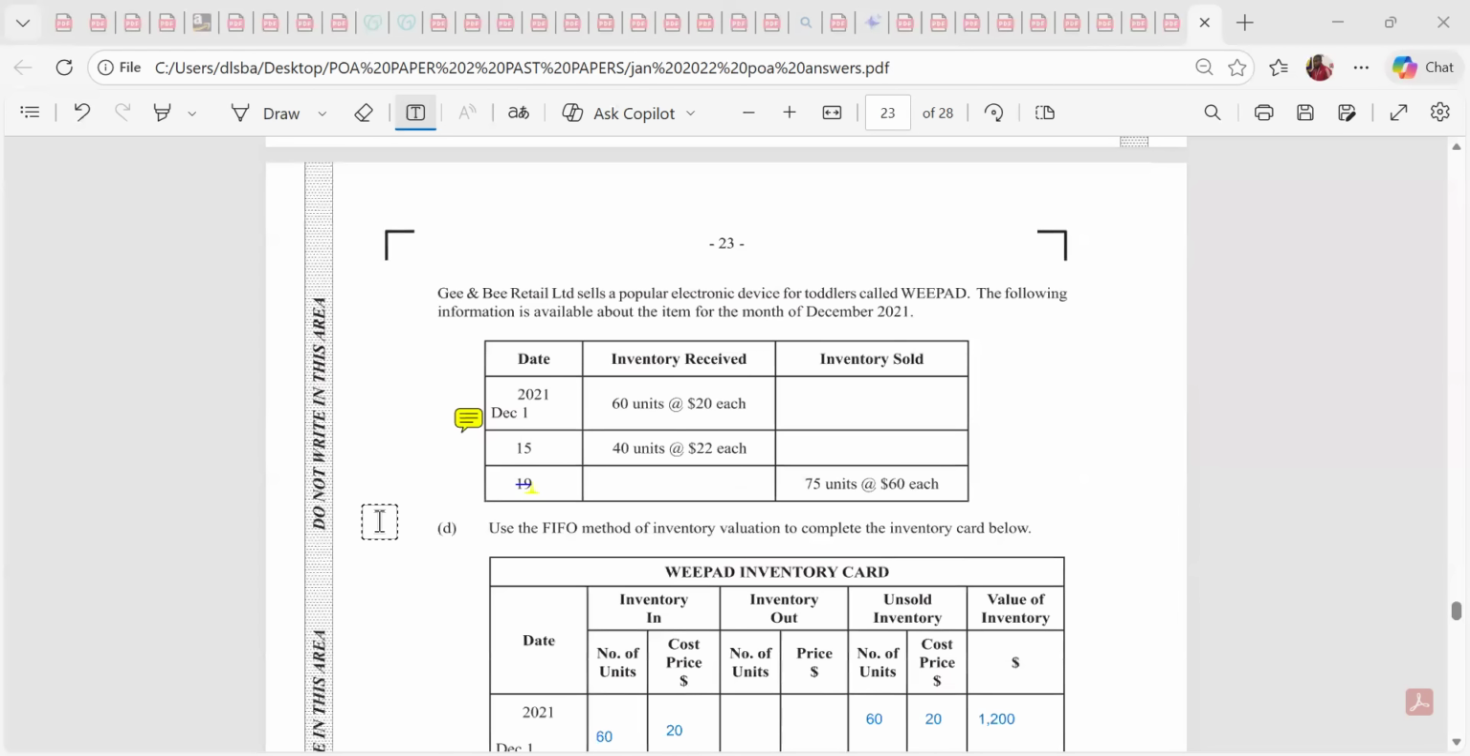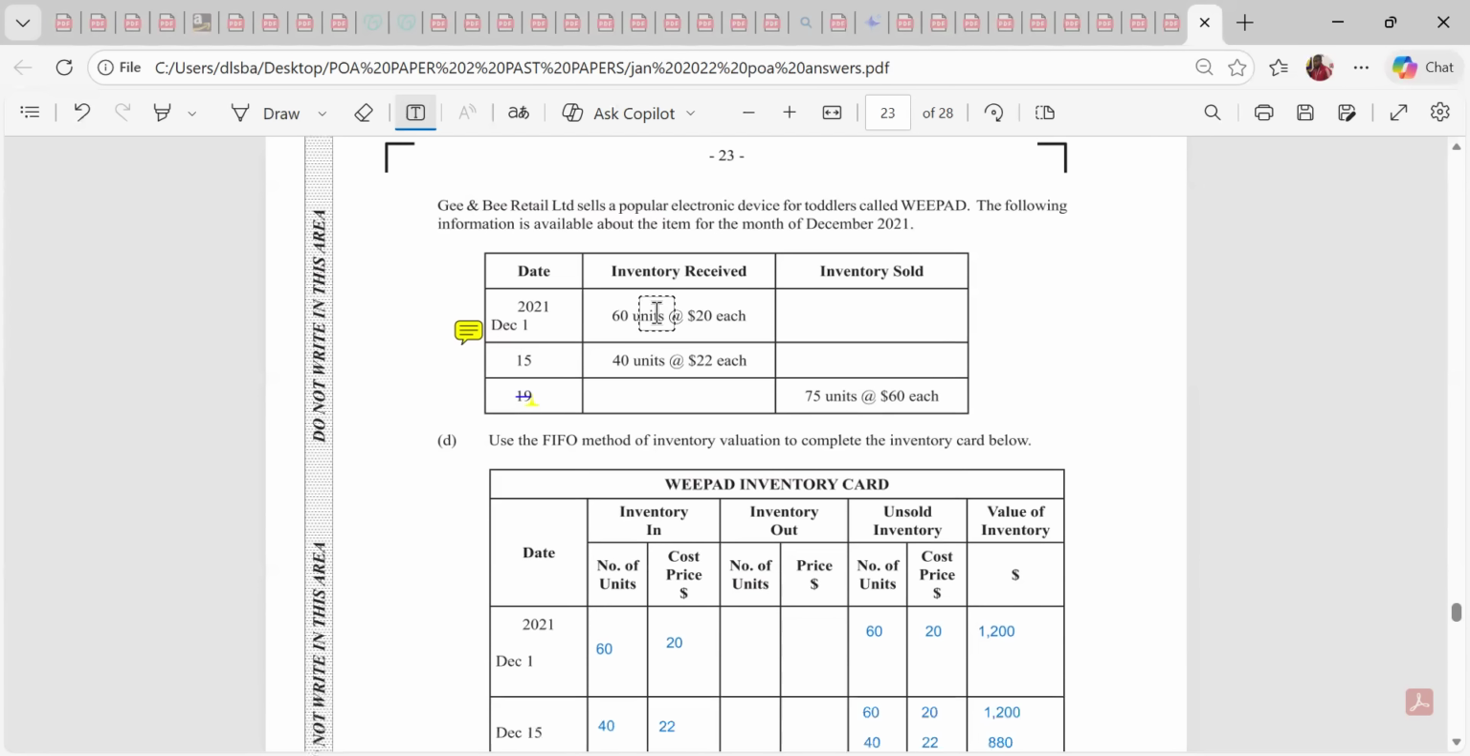Now they give us a stock valuation question. FIFO. FIFO stands for first in, first out. It means the first set of goods that come into the company is the first set of goods we sell. G&B Retail Limited sells a popular electronic device for toddlers called WePad. The following information is available about the item for the month of December 2021.